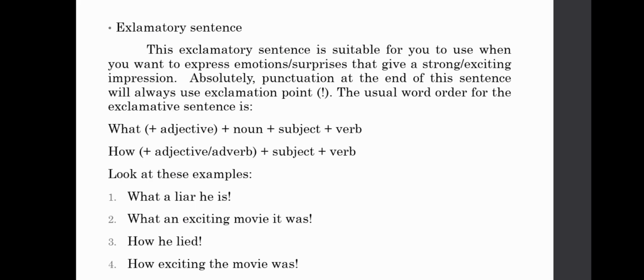The last, exclamatory sentence. This exclamatory sentence is suitable for you to use when you want to express emotion or surprise that gives a strong or exciting impression. Absolutely, punctuation at the end of this sentence will always use an exclamation point. The usual word order for the exclamatory sentence is what plus adjective plus noun plus subject plus verb. How plus adjective or adverb plus subject plus verb. As you can see, the example of an exclamatory sentence.